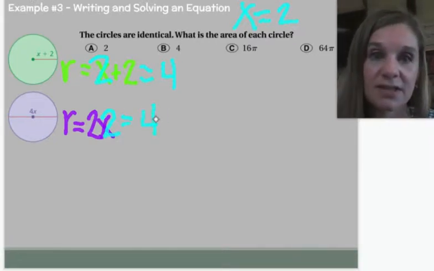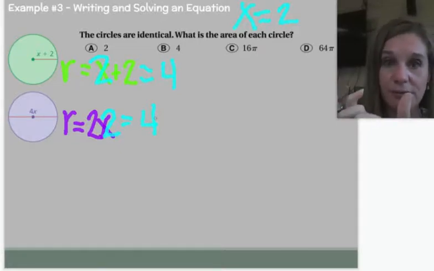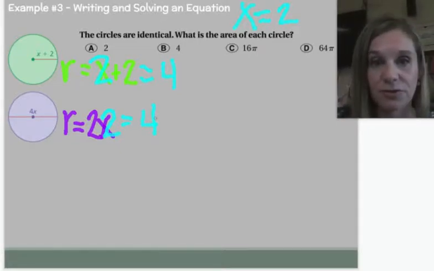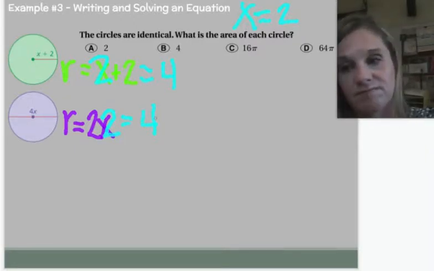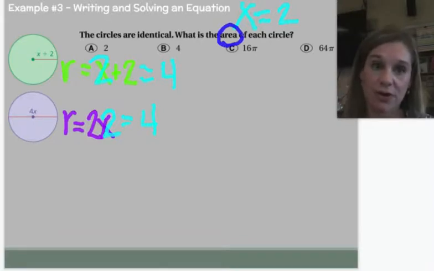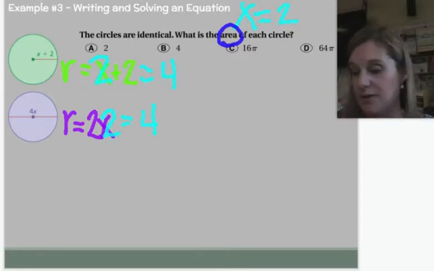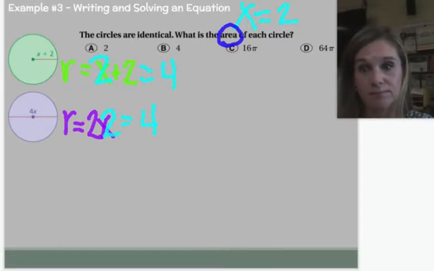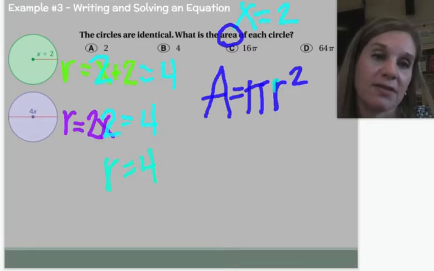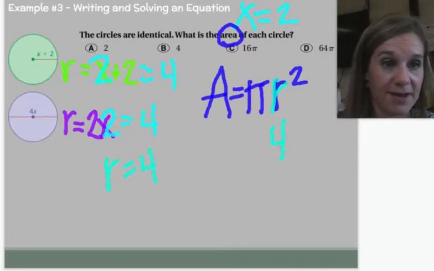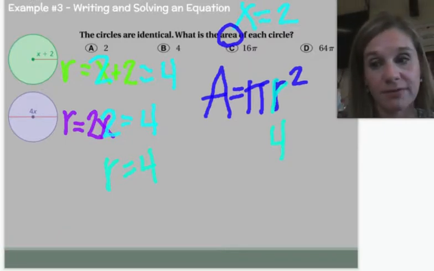However, 4 is the distance of the radius, so just that small little distance from the center of the circle to the edge. But they're asking us to find the area of the circle. And in order to solve that, I need to remember that the formula for finding the area of a circle is area is equal to pi r squared. So remember I said that r is equal to 4. Our radius was 4. So where I see my r in this equation, I'm going to actually substitute the value 4. And then I'm going to simplify and multiply everything out.